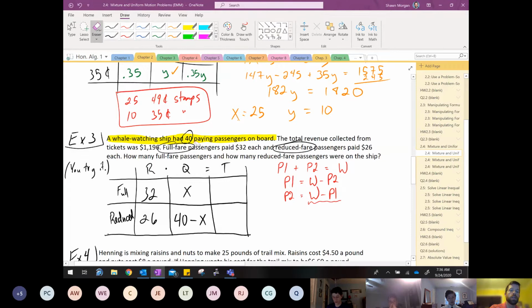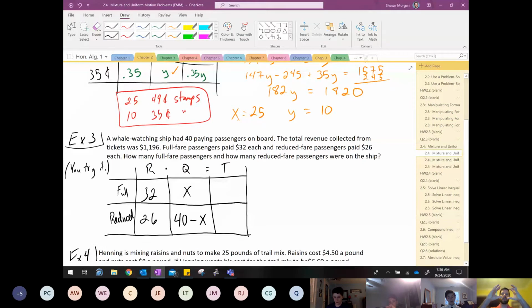So be able to use this notion, I can call it the blue-eyed principle, right? If I know the whole, I can subtract one of the parts, and that way I can express the other part. And then you guys ought to be able to take this and run with it. From left to right, we multiply, right? So we got 32X, and we got 26 times the quantity 40 minus X.